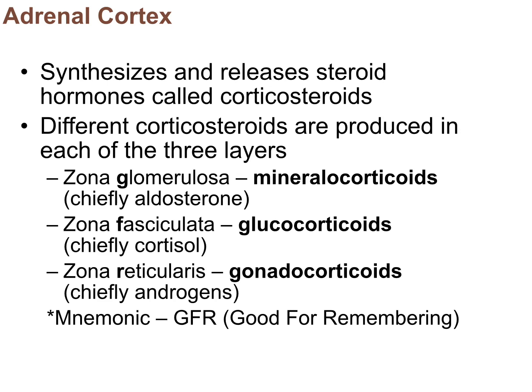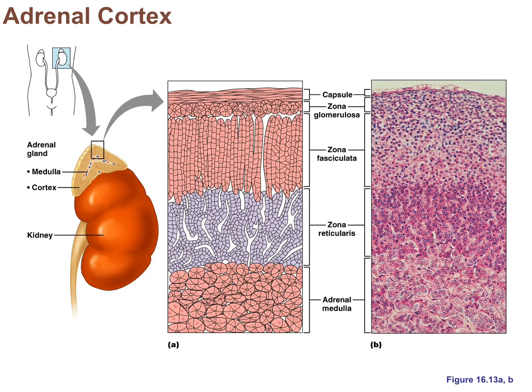A little mnemonic to help you remember the 3 zones is GFR, good for remembering. And that's going from the outside to the inside, or going deeper. This slide gives you the picture of the adrenal medulla and cortex, and also the zones of the adrenal cortex. Something else I want to say about that: when we hear the word cortex, a lot of times we think core is inside. Cortex is always going to be the outside or more superficial portion when we're talking about glands and organs.